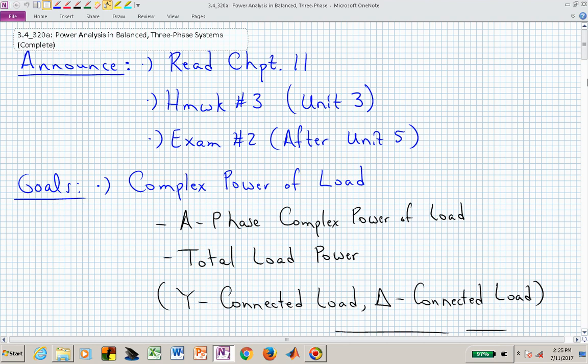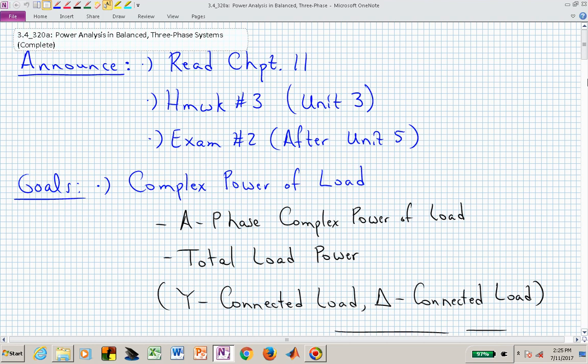Now that we've learned a little bit about three-phase systems, the wirings of sources and the wirings of loads could be either delta or Y. We also have to understand positive phase sequences and negative phase sequences, and that those have to be consistent throughout a system.